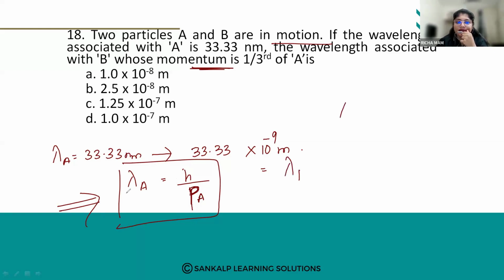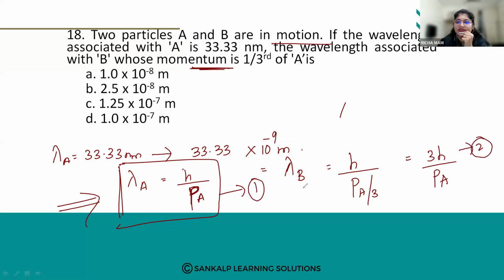So we have written the momentum for A. Let us write for B. So lambda B is equal to h by momentum, which is 1/3, so it is multiplied by 3 in the denominator. This is equation 1, and this is our equation 2.